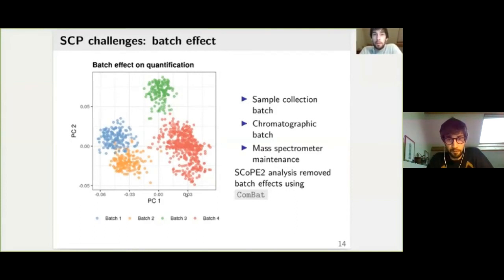Detectors must be calibrated, and this leads to differences, as you can see on this graph, where in this case you have 4 different chromatographic batches. The color indicates a chromatographic batch. This type of batch effect, for the moment, was removed using the ComBat algorithm, but maybe other, better solutions could be found.